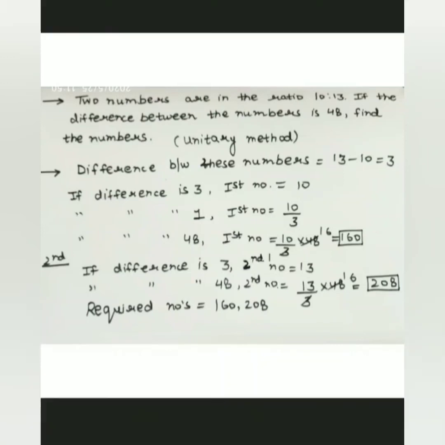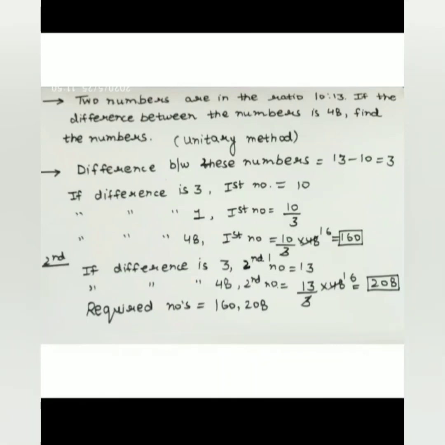Then the second one. If the difference is 3 as we have calculated, but as per the question it is given, the two numbers are in the ratio 10:13. The second one is 13, and the difference between them is 48. If in place of 3 we are now keeping 48, then our second number will be 48 into 13/3. After doing the calculation, we are getting 208 as the second number. We have to find out the numbers. So our required numbers will be 160 and 208.